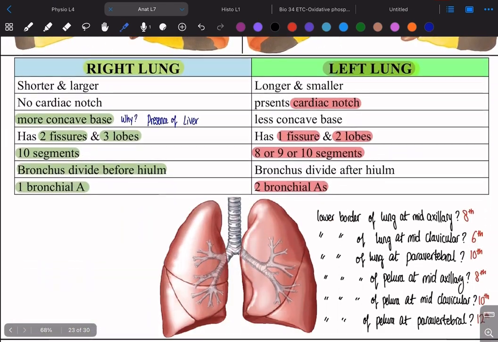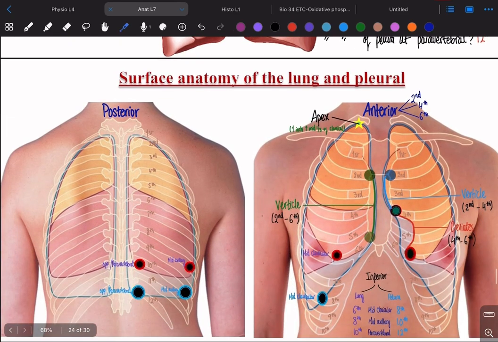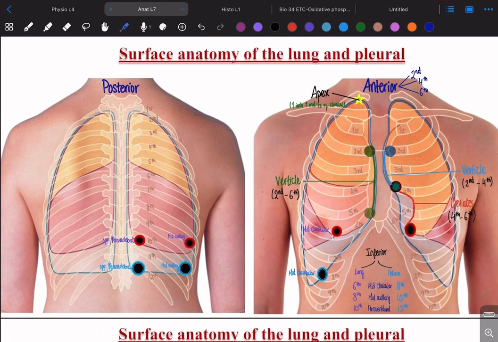Now let's see the difference between the right and left. We can come back to this at the end because we're going to talk about the nerve supply and all, and then we can come and use it as a final revision, okay? So now let's see the surface anatomy of the lung and the pleura, okay? So what's the importance of the surface anatomy? The surface anatomy is extremely important for clinical purposes and for examinations, okay? So we need to know where exactly each part of the lung lies according to the ribs. Okay?